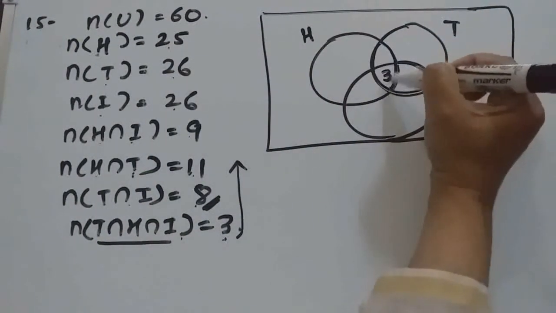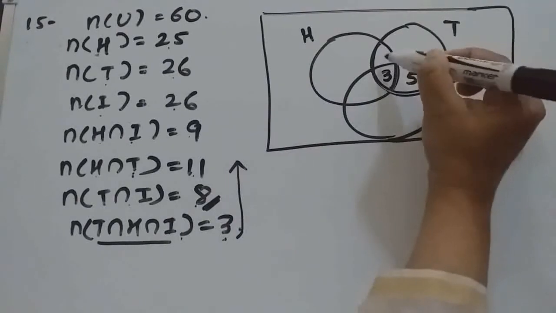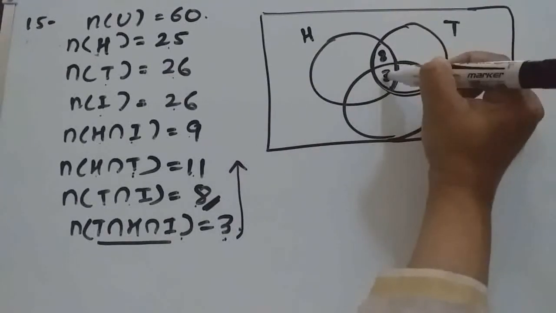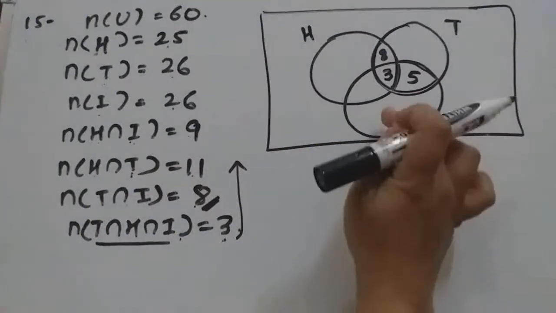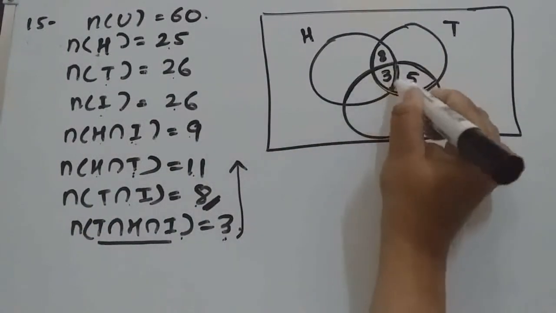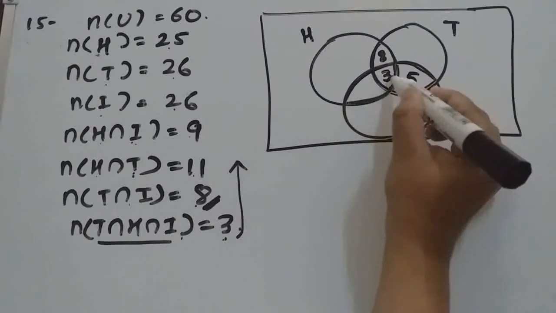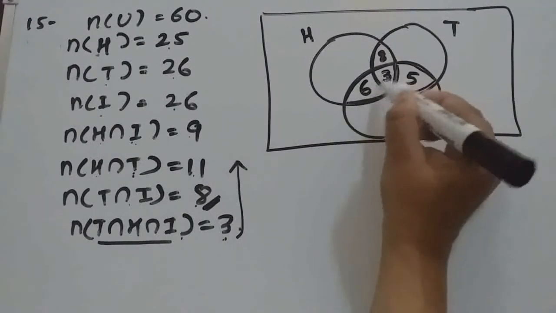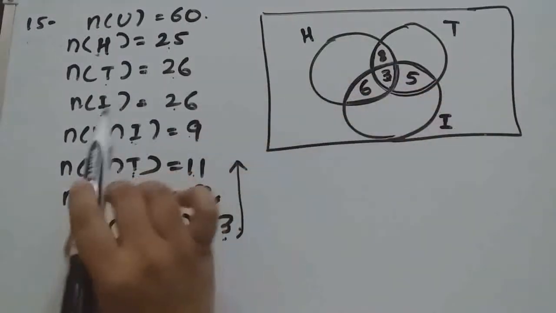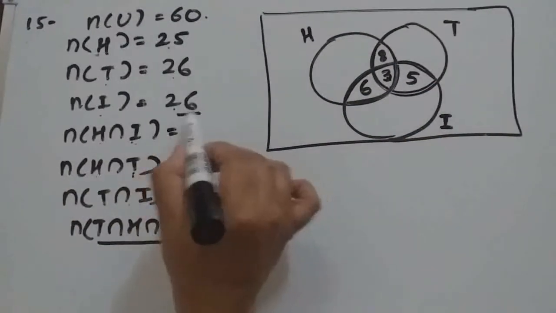Okay, this is given as 11, but we already wrote 3 here, so 8 will come here. 8 plus 3 is 11. H intersection I, that means this region is 9, and we already wrote 3 here, so 6 plus 3 is 9, so 6 will come. Then N of I is 26.